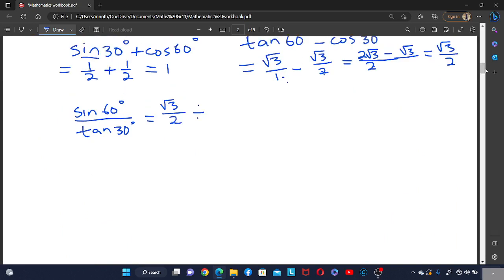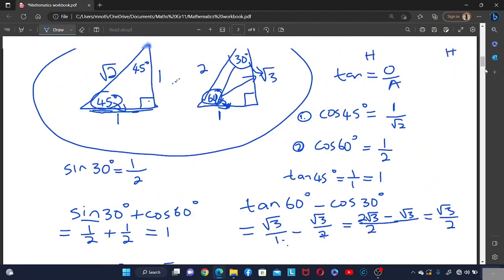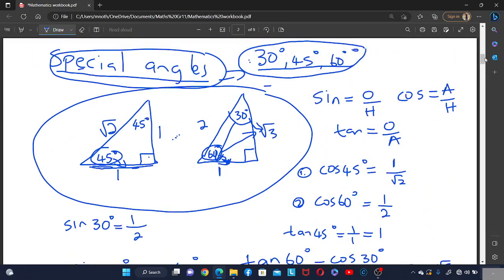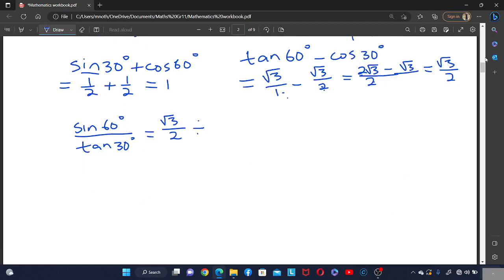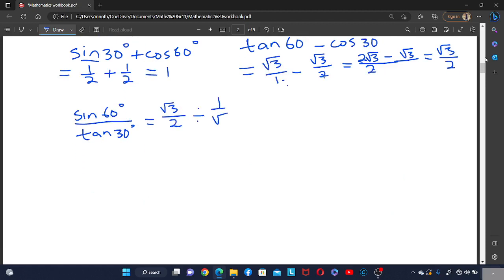Divide by, and then tan 30: the opposite side is 1, and the adjacent side is root 3. So it's 1 over root 3. If we were to remove the division sign, it becomes a multiplication sign, so the denominator becomes a numerator. So we're going to have 2 times 1 is 2, then root 3 times root 3 is going to give you 3.